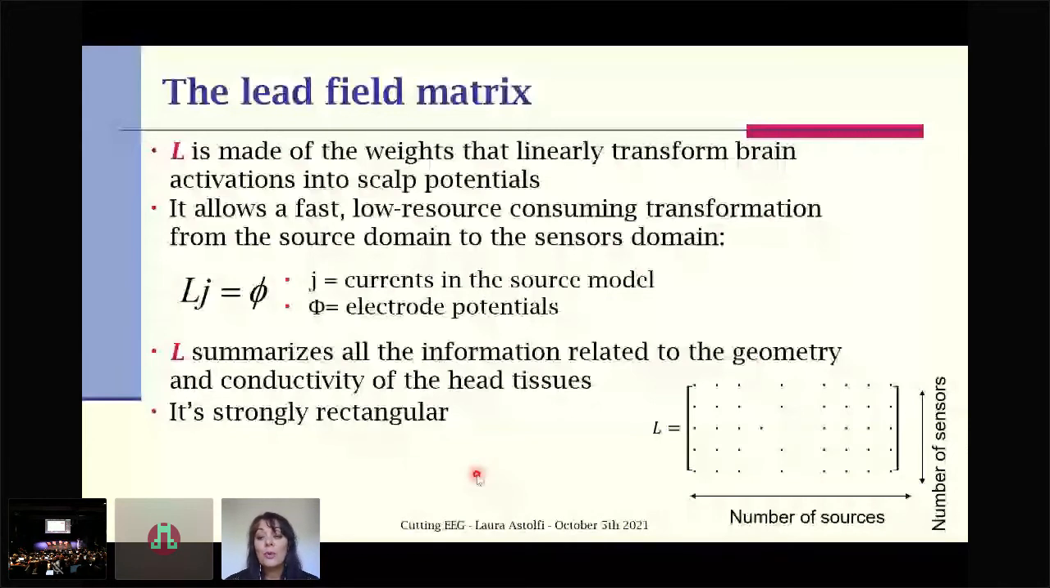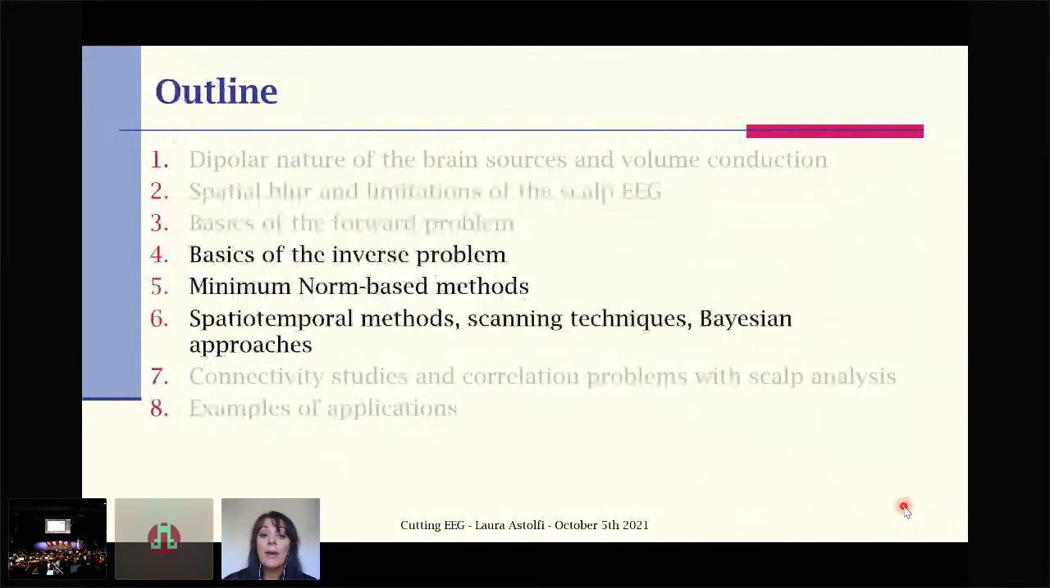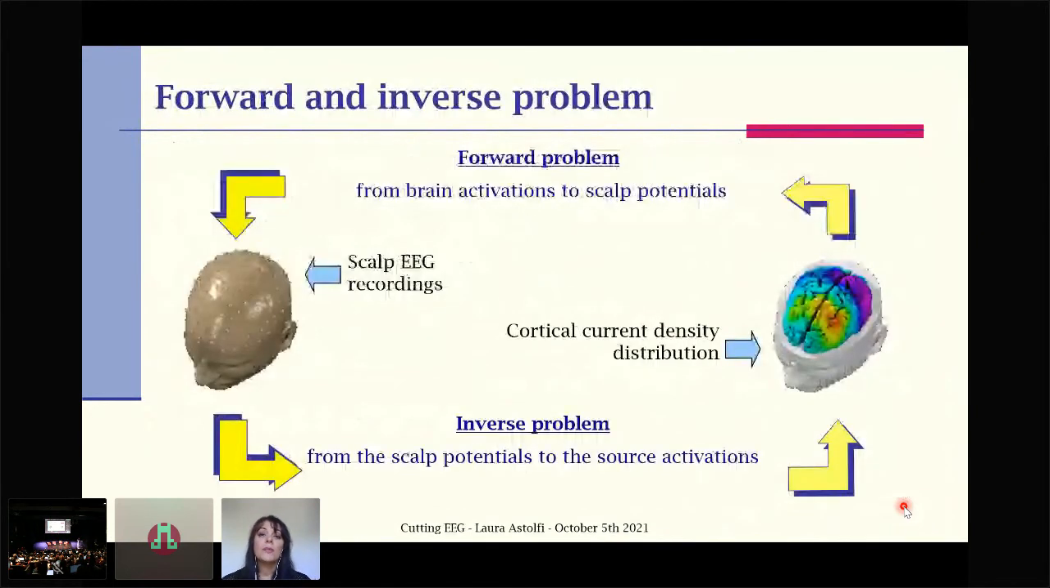However, there's an issue, which is not an issue for the forward problem, but will become an issue when we go back with the inverse problem, which is the fact that this matrix is strongly rectangular, because we have a number of sensors which at best is around 100, 200 electrodes, while the number of sources is much higher. This brings some problems when we want to go back to the sources with the inverse problem.